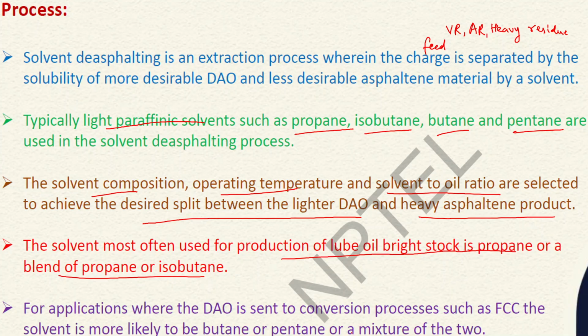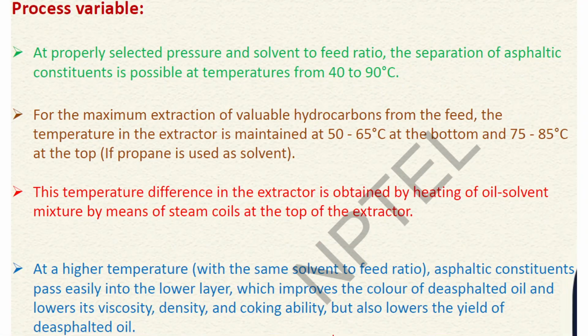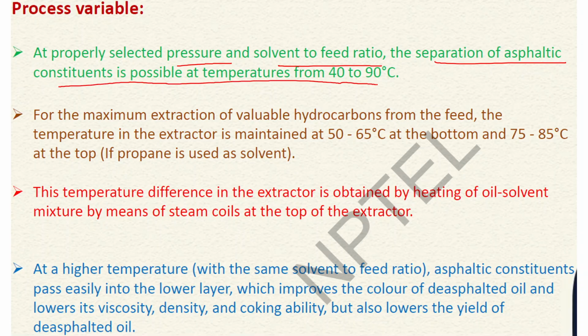If this deasphalted oil is used as lube oil bright stock, then the solvent used is propane or isobutane. If it is used as a feed for conversion in FCC, then butane or pentane, or a mixture of both, is used. Coming to the process variables of solvent deasphalting: at properly selected pressure and solvent to feed ratio, the separation of asphaltic constituents is possible at a temperature range of 40 to 90 degrees C.